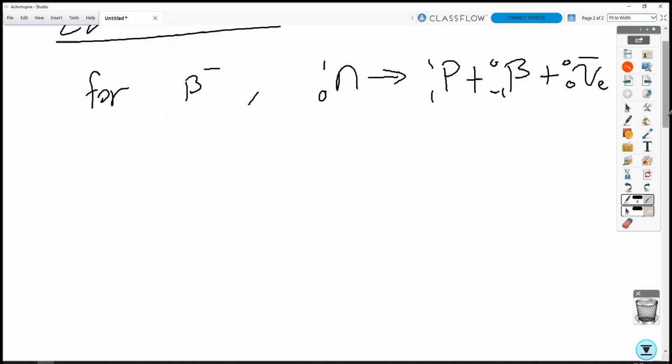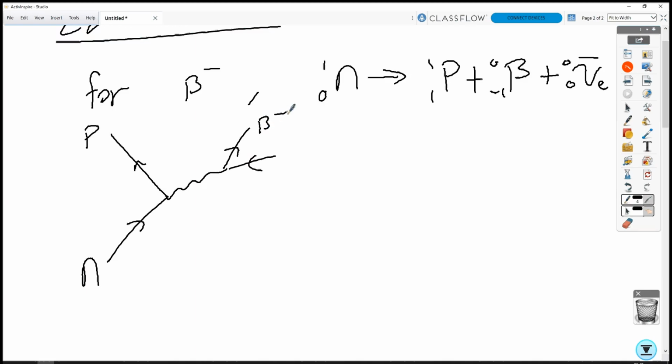The Feynman diagram for this is a neutron, which turns into a proton, and then releases two other particles, which is the beta minus and the anti-neutrino. Now, by convention, antiparticles are drawn with their arrows facing backwards. However, at A level, you will not be penalized for drawing them facing forwards. So it doesn't actually matter if you draw them facing forwards or not.